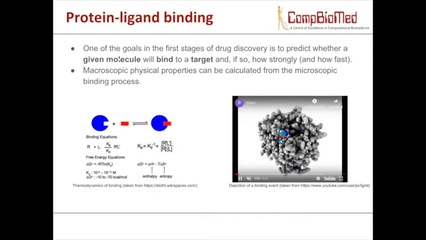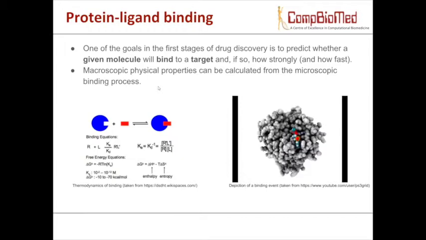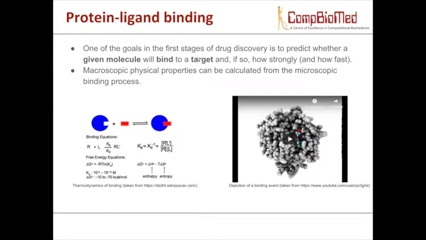So one of the main goals that is important to test when you're in the research and development part is protein-ligand binding. That is, to predict whether a given molecule will bind to a protein target, and if it does, how strongly it binds. So the potency of the binding effect between a ligand and the protein.